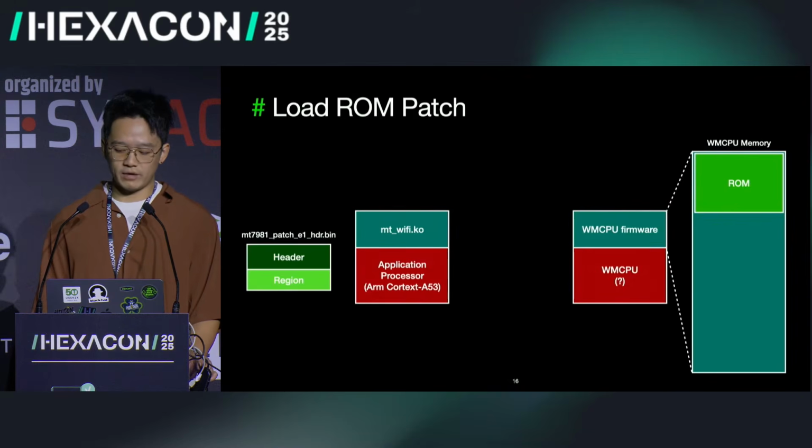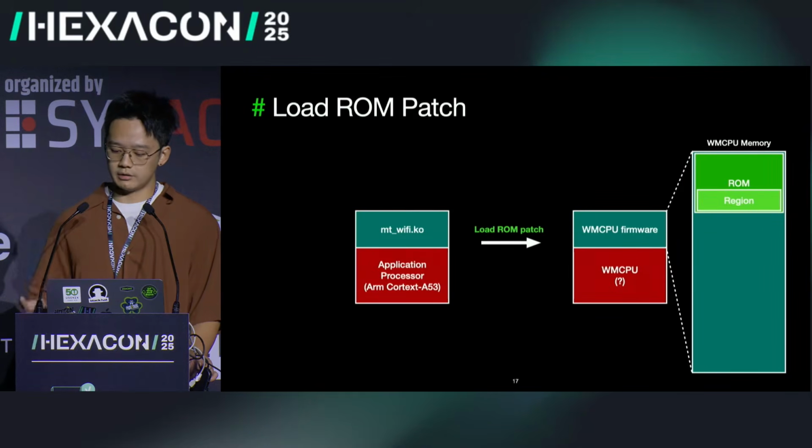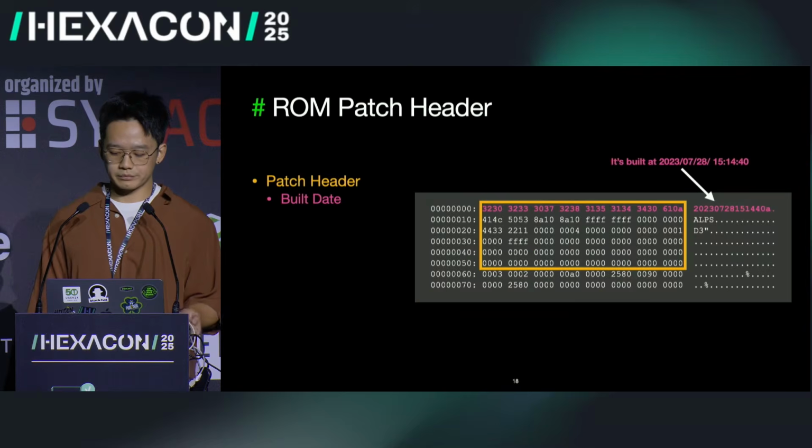At boot, the Wi-Fi kernel module is loaded and initialized. It then starts loading firmware into the Wi-Fi MCUs. Here, we take the WM CPU firmware loading as an example. First, it parses the ROM patch header. And then loads the ROM patch into the WM CPU memory based on the header.